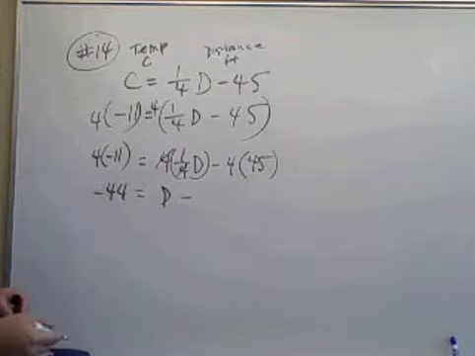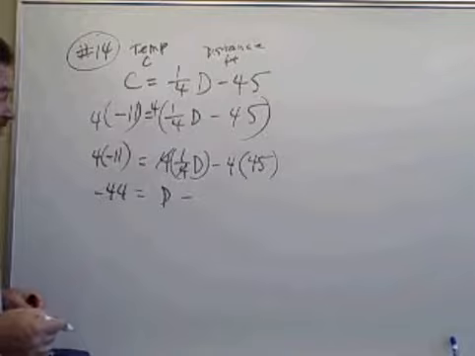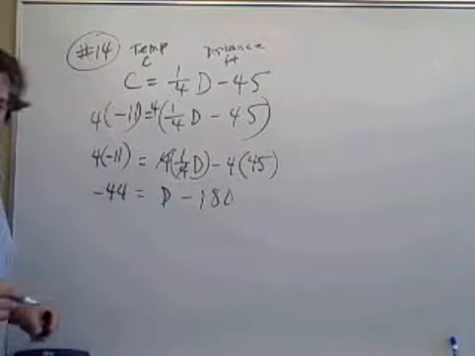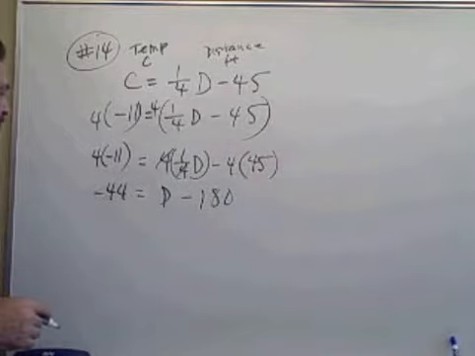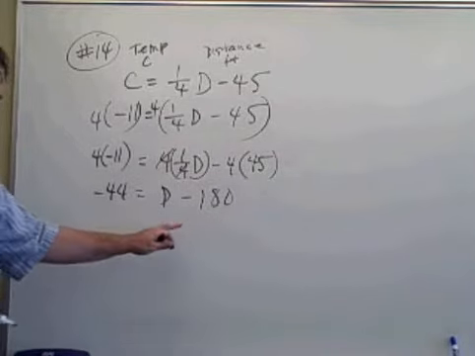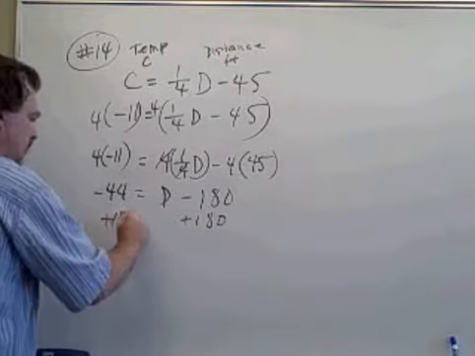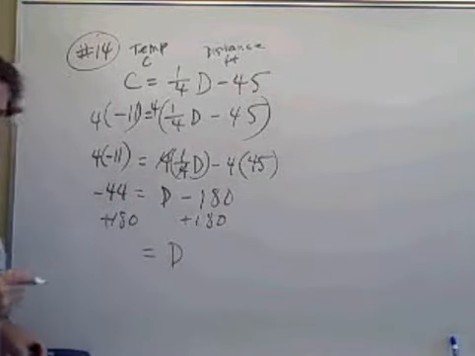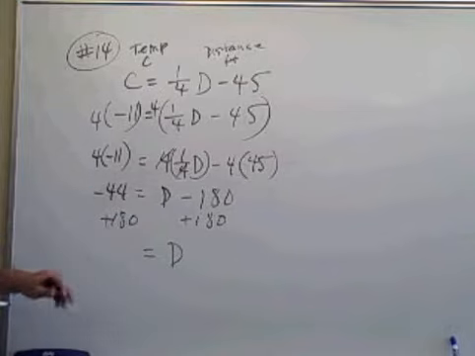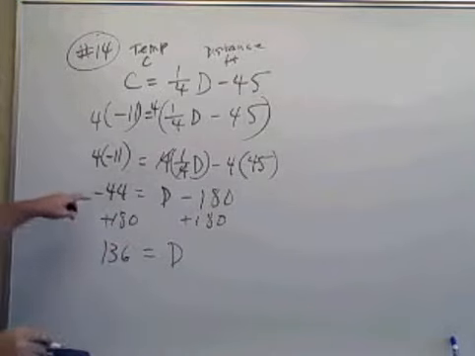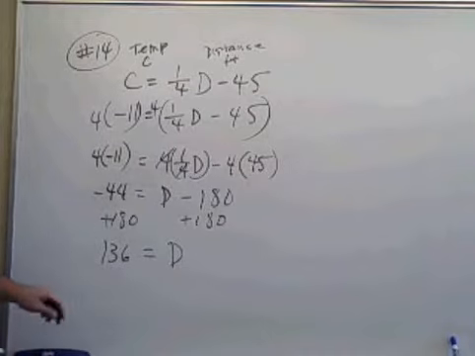Minus 4 times 45, oh, let's see. 4 times 45, isn't that 180? 2 times 45 is 90, and 90 and 90 would be 180. And now I would simply add 180 to both sides of the equation in order to isolate the D. And negative 44 plus 180, isn't that 136? You owe $44, but you have $180. Aren't you $136 in the good?